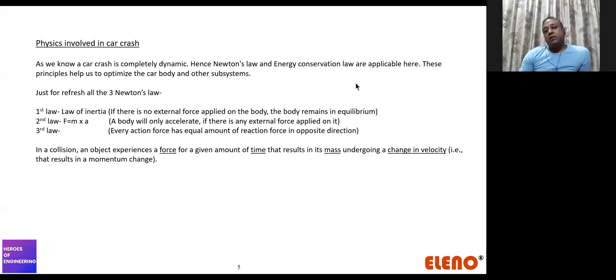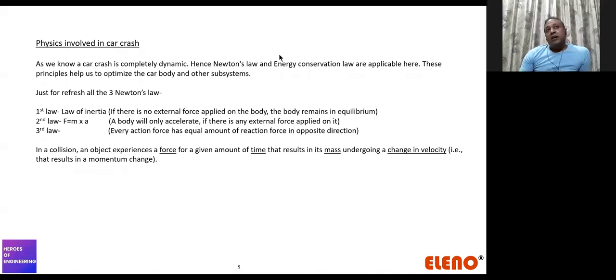The third law is called action and reaction. Whenever you apply a force on a body, the body also resists and applies the same amount of reaction force. This third law helps us understand basic car crash behavior. In a collision, the body experiences a force at a particular time. The time of crash is at most 60-70 milliseconds, so in 60-70 milliseconds the complete thing is over.